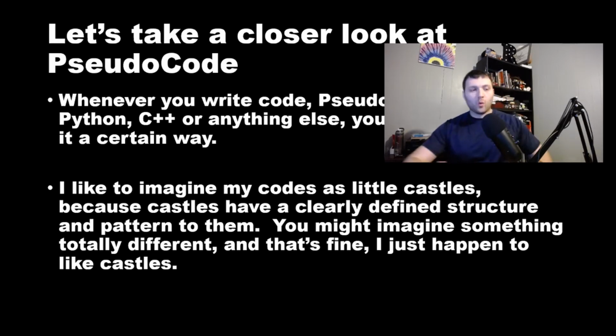We have a wall along the outside, maybe a moat or something, some kind of boundary between the castle, and then we have a system of things in the middle. And it always leads up into another thing. Castles are layered. They have a very distinct structure. So if you think of your code as a castle, we can build your code in a similar way to building a castle. Let me dive into a little more detail.